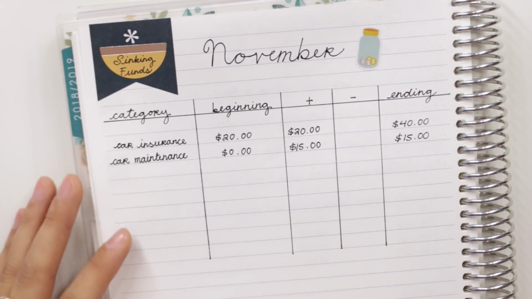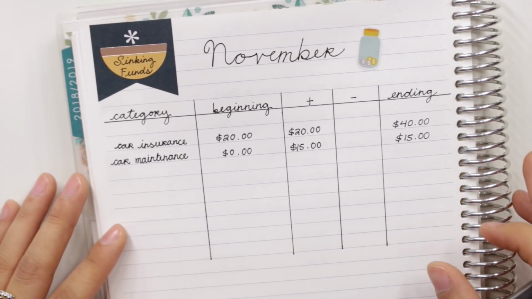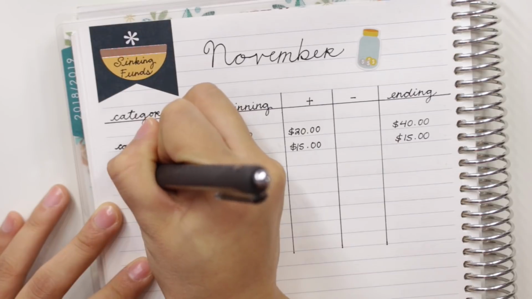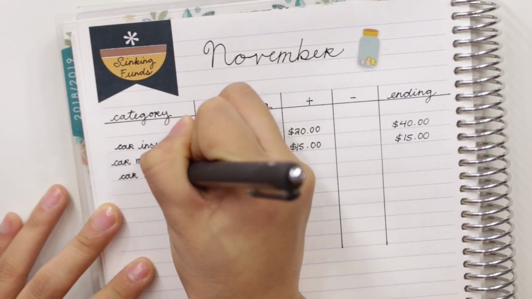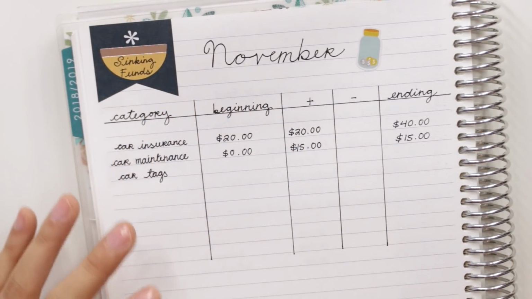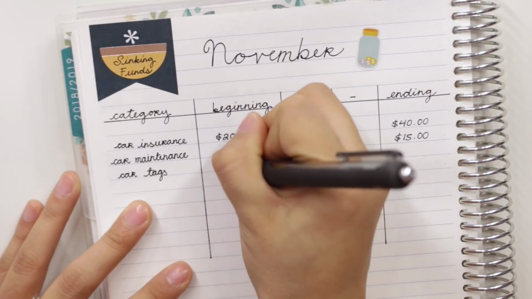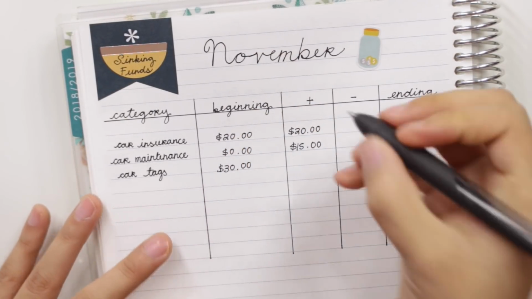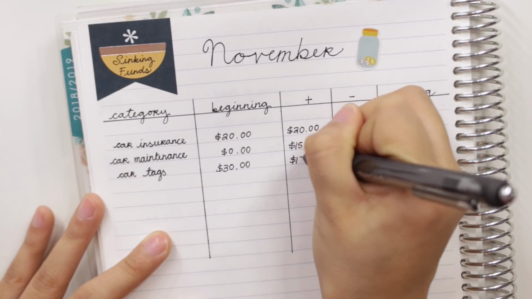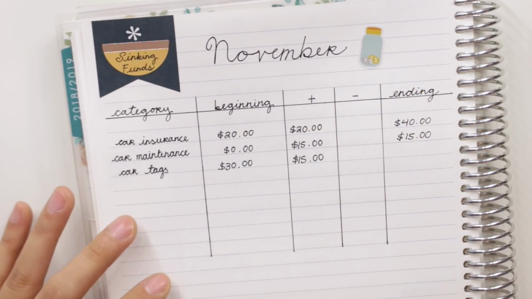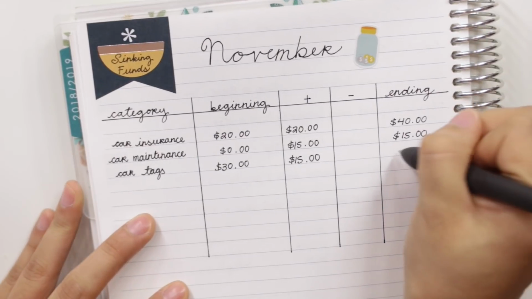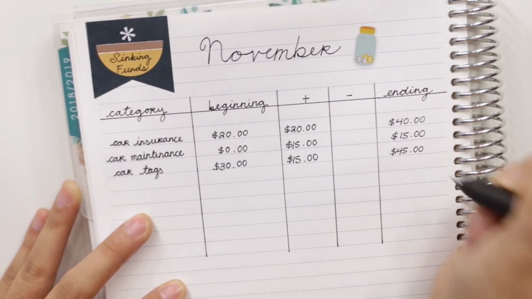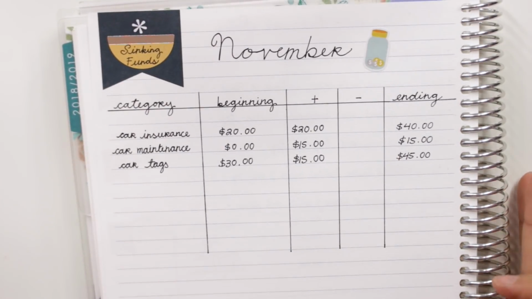And then the next category that I have is going to be my car tags. I've been having this one for, I believe, a month or two. And for this, I have $30 in there right now. And I'm going to add 15. So that is going to end up being 45. And my car tags are not due until January. I might have to put a little bit more next month.